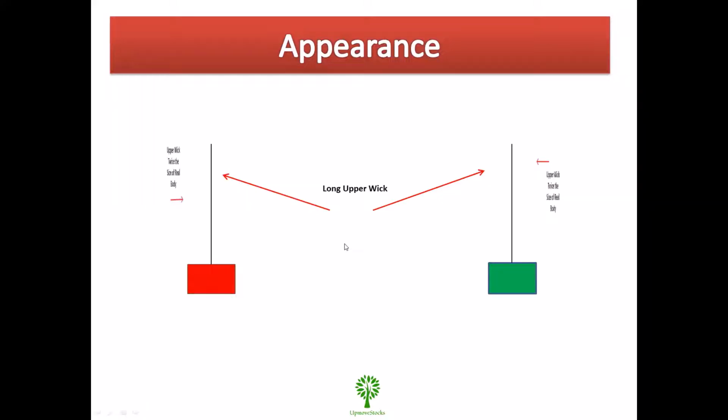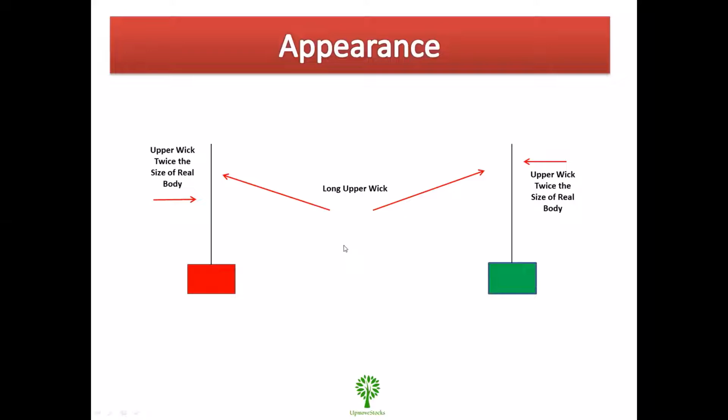The second important characteristic of a shooting star candle is that the upper wick should be at least twice the size of the real body of the candle. This is the real body of the candle. So an important characteristic of a shooting star candle is that this upper wick should be at least twice the size of the real body of the candle.